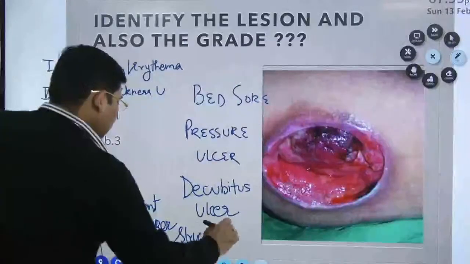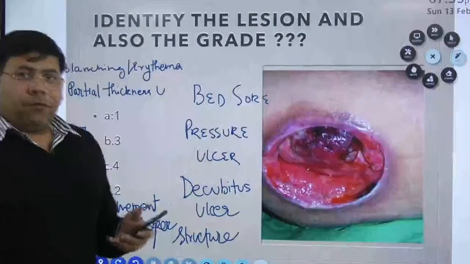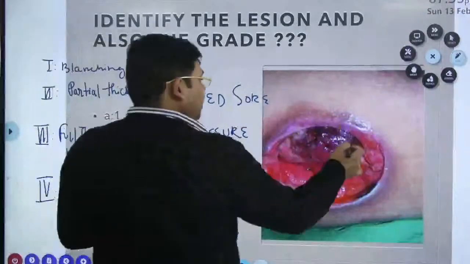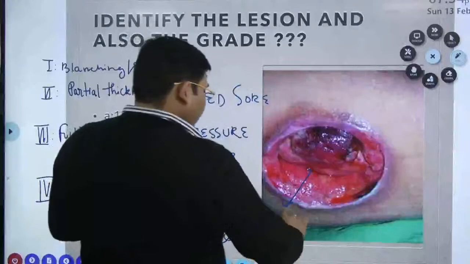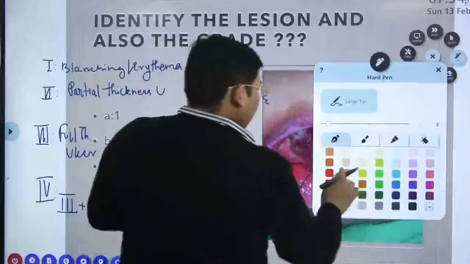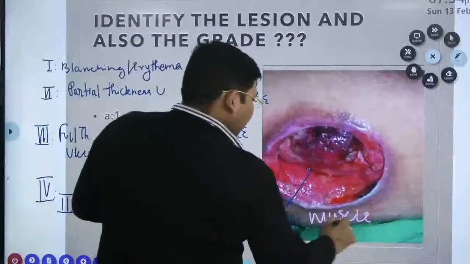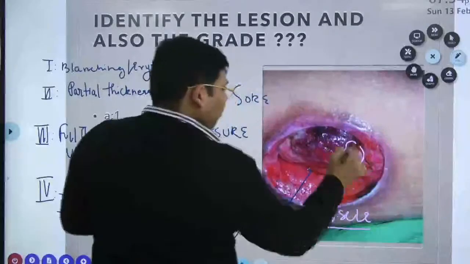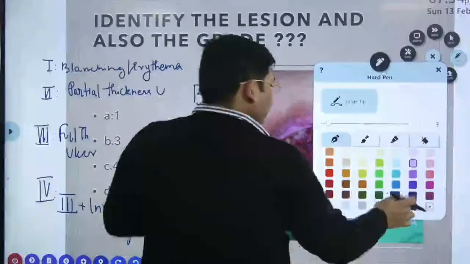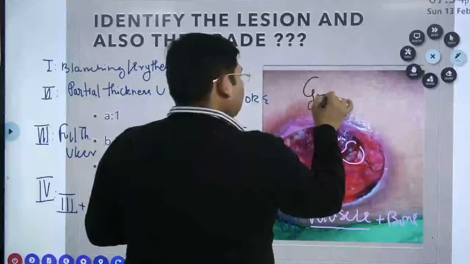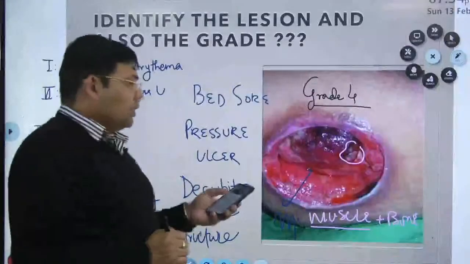So what is this now? Anyone from the audience? Can you see this image? The full thickness has been lost, and along with that, muscle is also involved. If you see, the muscle is getting involved. Along with that, here the bone is also visible. So muscle plus bone is involved, and therefore I will mark this as a grade 4. Very good, Shyam. You're getting this grade 4.